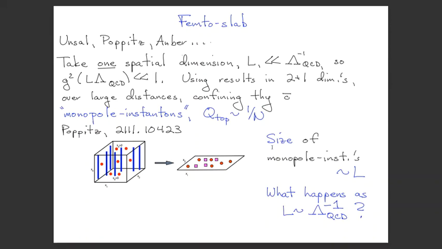Sorry, what does this slab mean? You take, say, the Z direction and you make it 10⁻⁸ Fermi. So your coupling associated with that small dimension is very small, and you can use semi-classical techniques reliably.